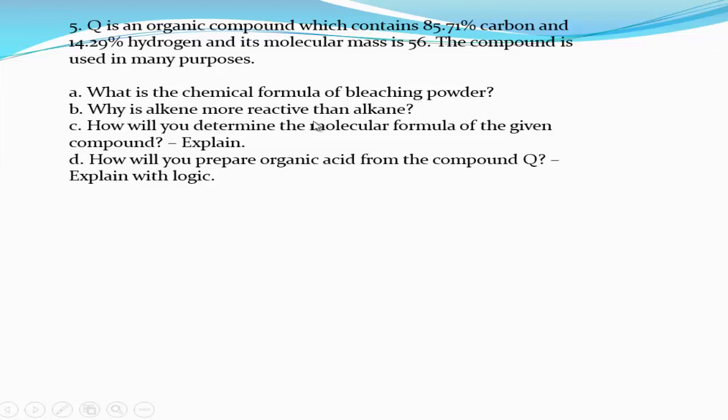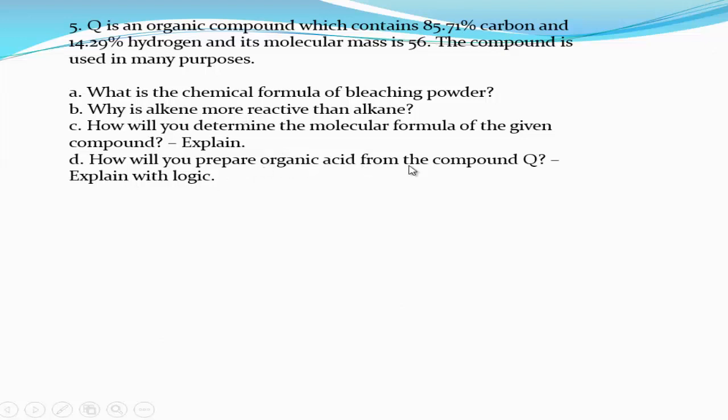Why is alkene more reactive than alkane? You know. How will you determine the molecular formula of the given compound? Actually this question came from chapter 6. You know how, from the percentage of constituent elements and molecular mass, I can determine the molecular formula. So actually this question came from chapter 6.